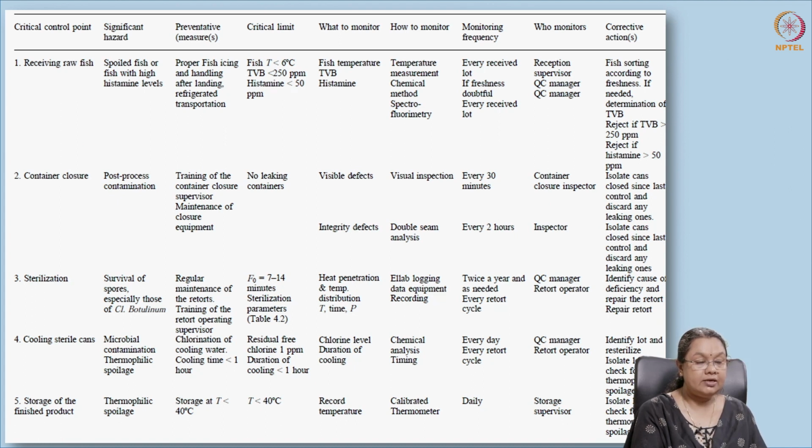Also, for the cooling conditions, potable water needs to be used. Also, the chlorine content needs to be checked. It should be 1 ppm, and then stacking of the cans should be done at 40 degrees centigrade. So all these things need to be checked regularly, monitored, and verified, and if any error is there, it needs to be corrected. The corrective actions need to be recorded.